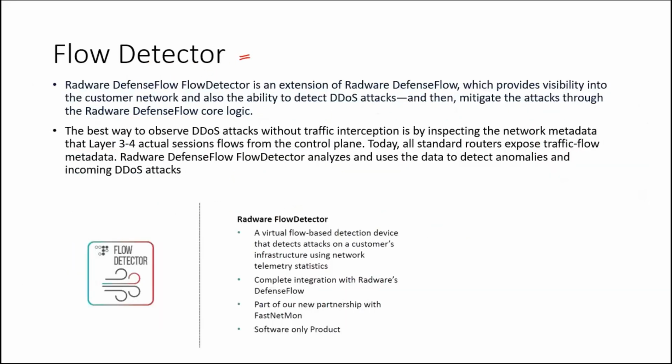As I've told you, flow detector is a kind of flow collector, and it collects the traffic from all the routers. Suppose we have a number of routers which are configured in that flow detector. It collects the traffic from all the routers like this. It's an extension of Radware defense flow, which provides visibility into the customer network and the ability to detect the DDoS attack, and then it mitigates those attacks through the defense flow core logic. The core logic policies are applied on the defense flow, and accordingly this full mechanism works.